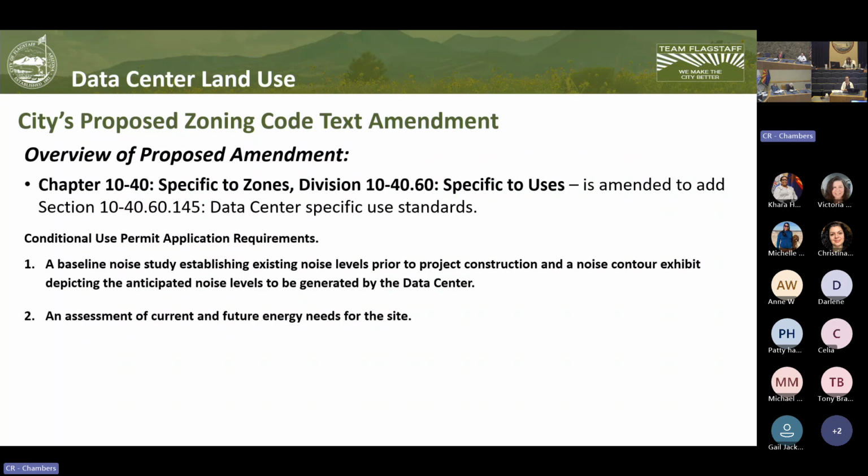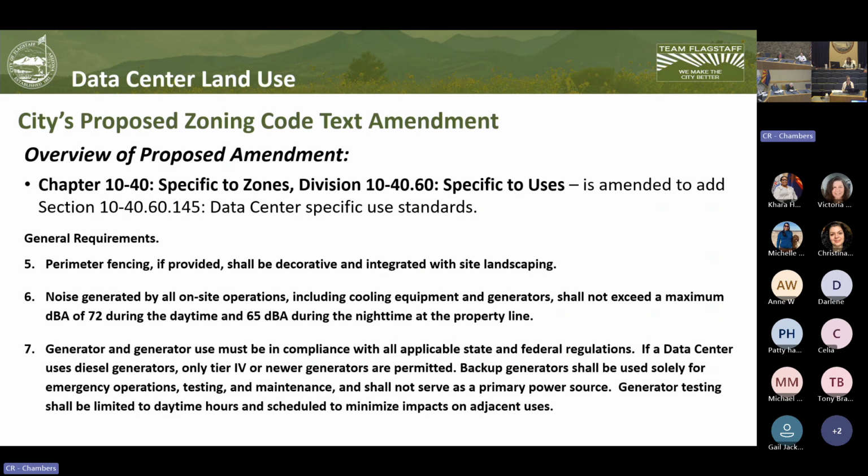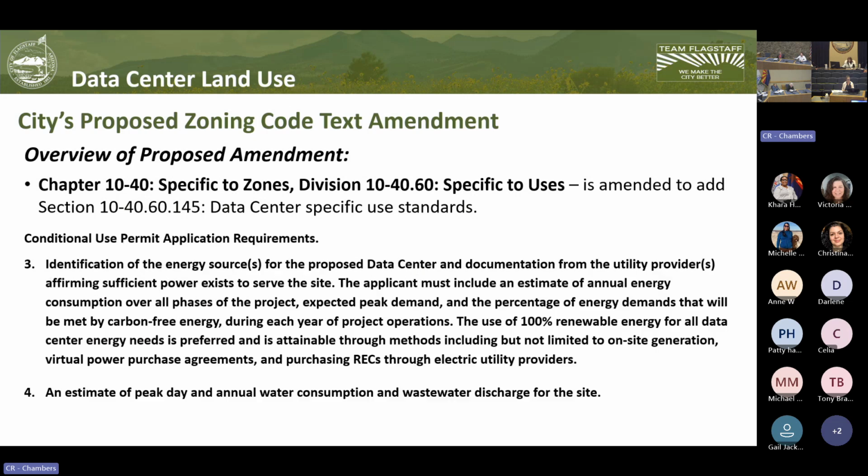Okay, so let's say the utility provider could provide 80% renewable, with the other 20%. If they're securing their renewable energy directly from the utility, would it still meet the qualifications? Would it satisfy staff in this regard?